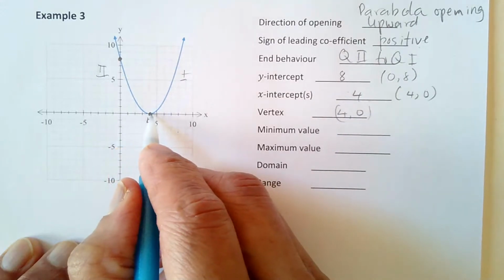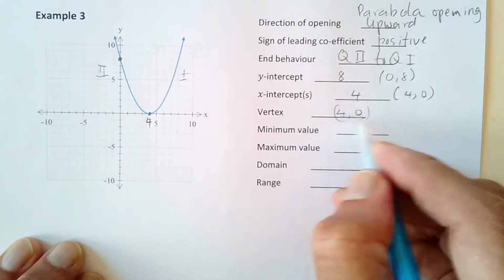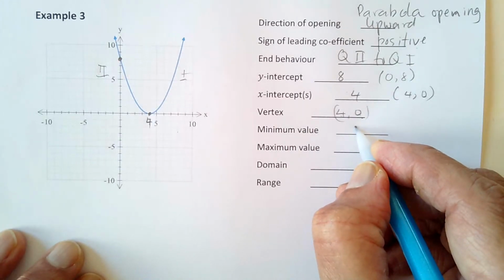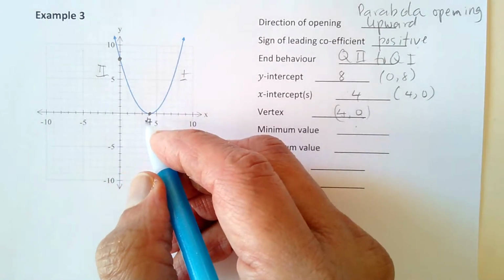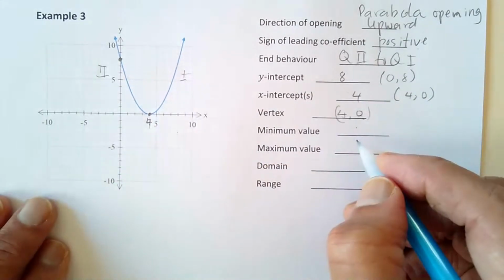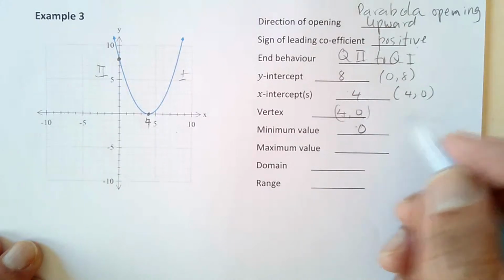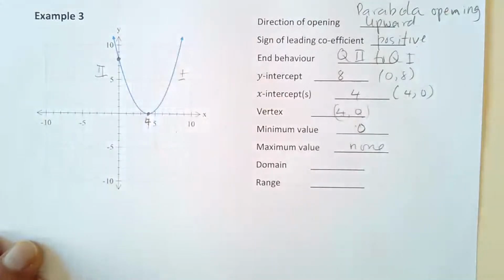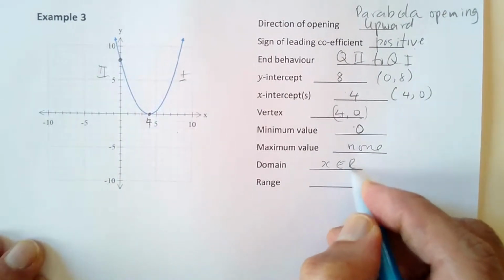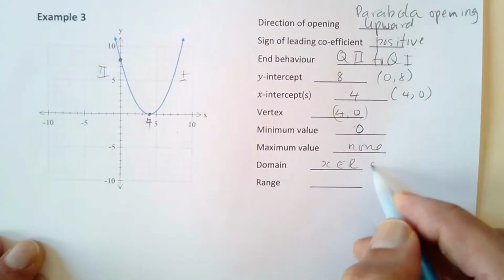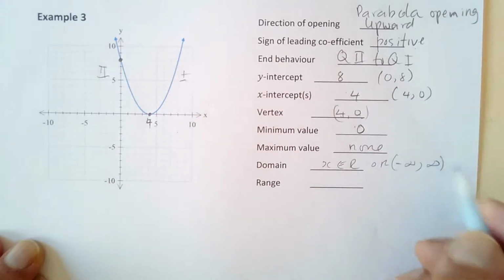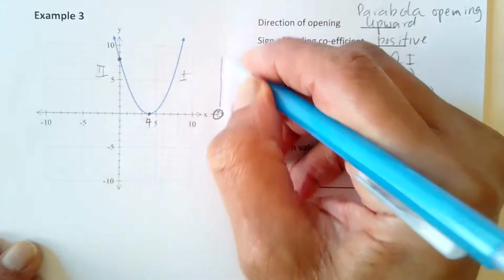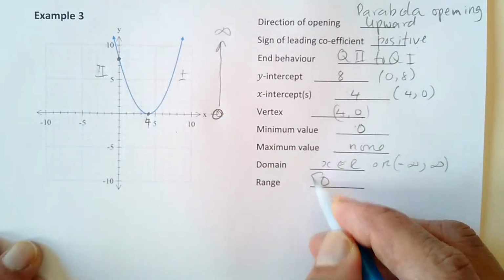The minimum value here is the y value for your vertex, which is 0. The maximum value is none because this goes to infinity. Domain is x an element of real numbers, or negative infinity to infinity. But the range now is from 0 going to infinity, including 0.